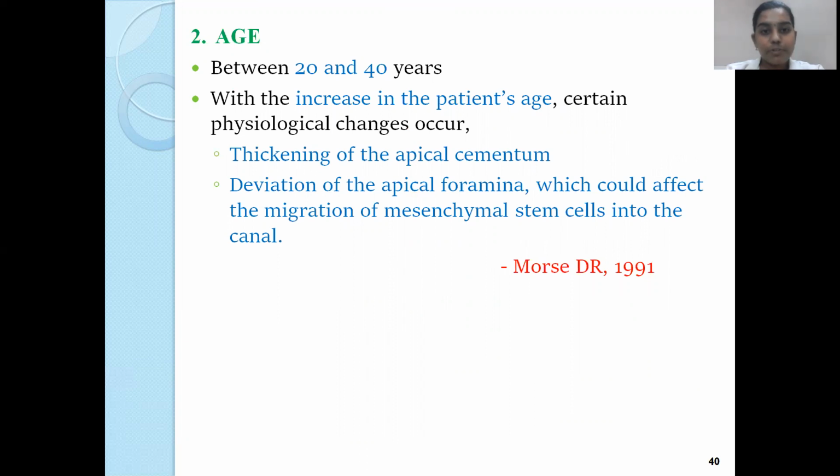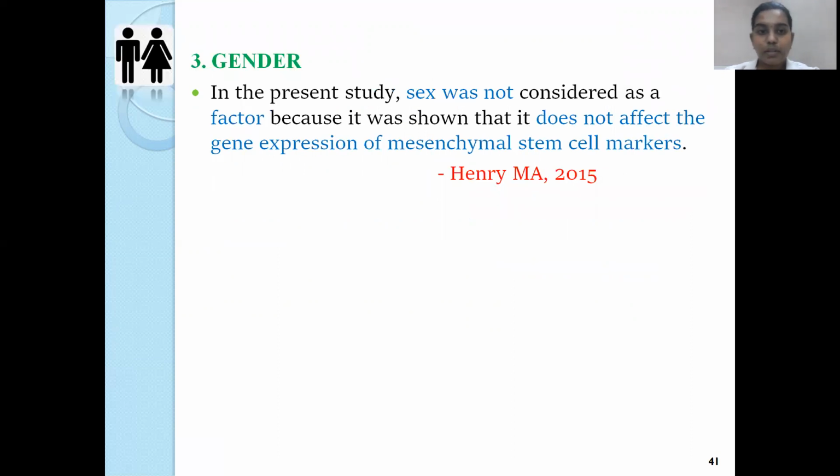Patients between 20 to 40 years were taken because with the increase in the patient's age, certain physiological changes occur, which are thickening of the apical cementum and deviation of the apical foramina, which could affect the migration of mesenchymal stem cells into the canal, by Morse et al. In the present study, sex was not considered as a factor because it was shown that it does not affect the gene expression of mesenchymal stem cell markers, by Henry et al.